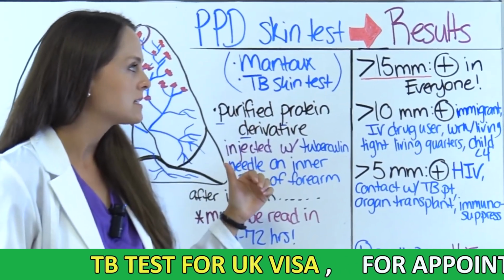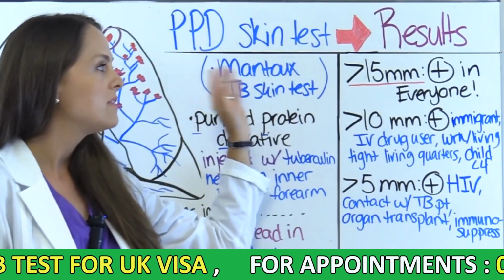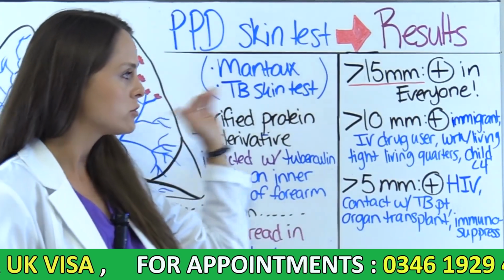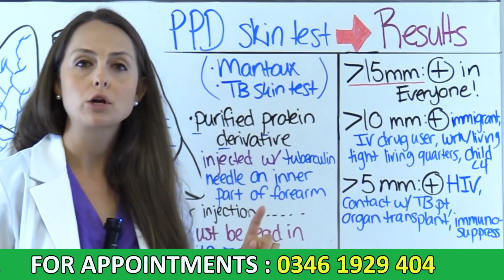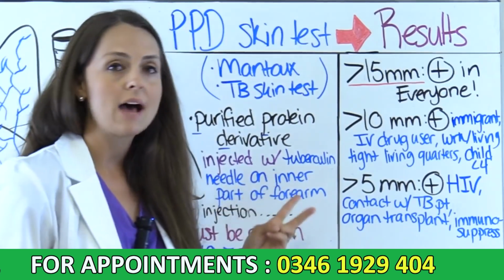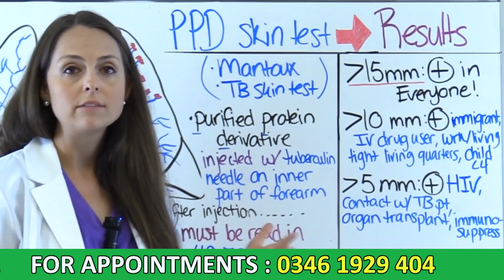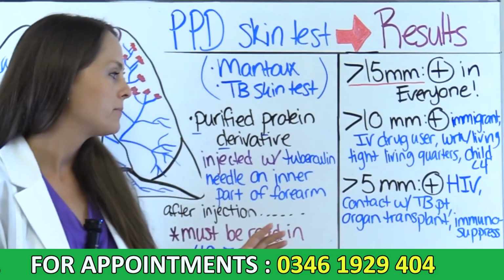So you're measuring the site. If it measures 15 millimeters or more, that is positive in everyone. If it measures 10 millimeters or more, that is positive in a person who's an immigrant, an IV drug user, works or is living in one of those tight living quarter areas, or a child less than 4.